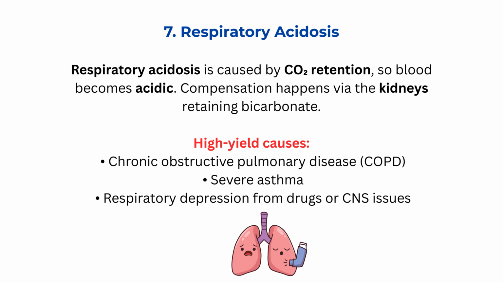7. Respiratory acidosis. Respiratory acidosis is caused by CO2 retention, so blood becomes acidic. Compensation happens via the kidneys retaining bicarbonate. High-yield causes. Chronic obstructive pulmonary disease, COPD, severe asthma, respiratory depression from drugs or CNS issues.